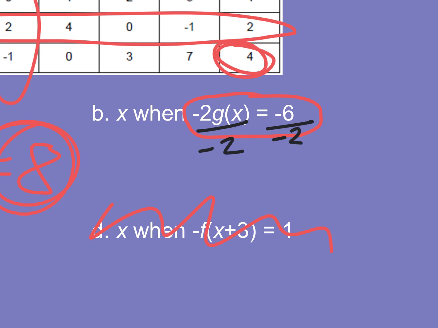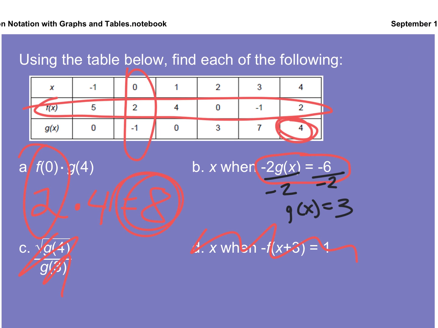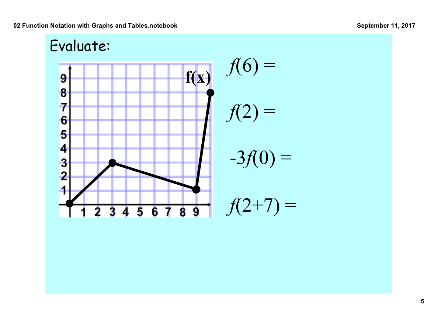Did you divide by -2 first? And g of x equals 3. Now be careful, you can be tempted to do g of 3 and get 7. That'd be wrong. g of x is 3. So then you look back to see what x was, and x was 2. They wanted x, right? And x was 2. Okay, cool. Now they're in a graph.